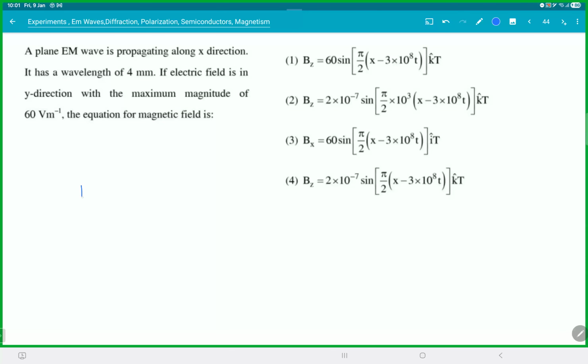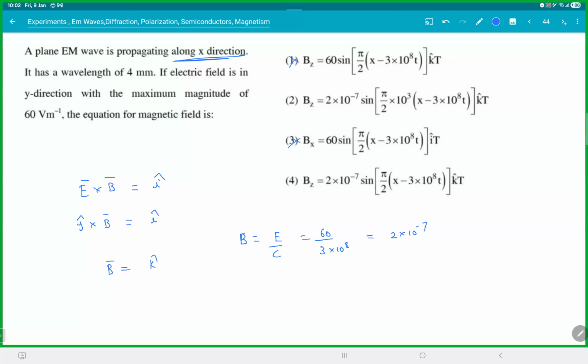So first thing, again, E cross B is equal to the propagation direction, I cap. Electric field is in Y direction. So this is J cross B bar is equal to I cap. So B bar must be along K cap. So yeah, this is gone, but remaining three are there. Then we know B is equal to E by C. That is 60 by 3 into 10 power 8. That is 2 into 10 power minus 7. So this option is gone. This one is gone. We're left with these two.